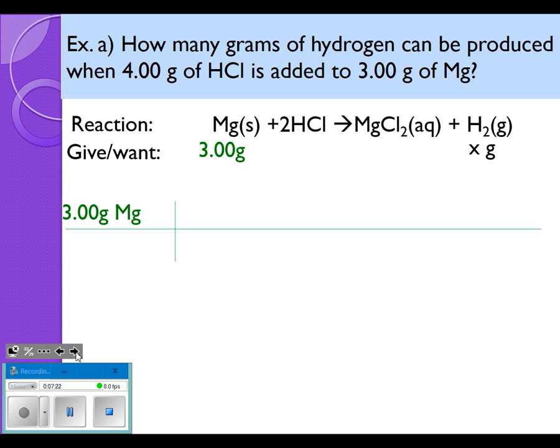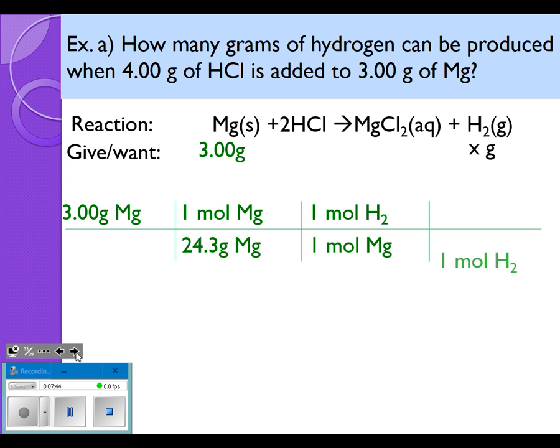So I have to change grams of magnesium from grams to moles. Divide by your GFM. We're following our mole map again. So that's 24.3 grams for 1 mole. Then make your mole ratio. Use your coefficients: 1 mole of magnesium for 1 mole of H2. Then convert from moles back into grams. So multiply by your GFM of the H2, which would just be 2. That will end up with 0.247 grams of H2.